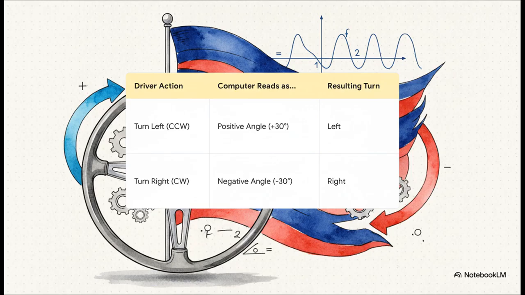When you turn the wheel to the left, that's a counterclockwise motion, right? The computer reads that as a positive angle. It knows positive means left. And when you turn the wheel to the right, that's a clockwise motion, which it reads as a negative angle. It knows negative means right. That plus or minus sign is just a super simple, super powerful flag for direction.